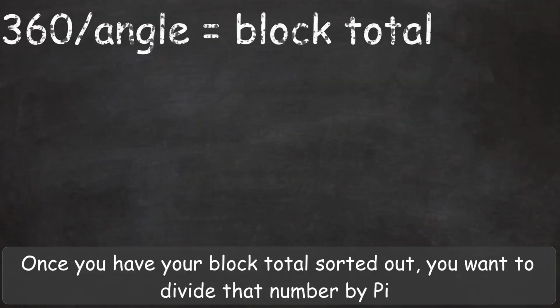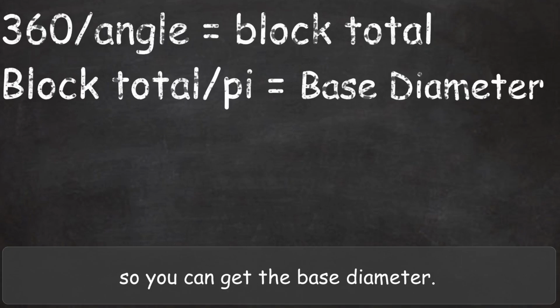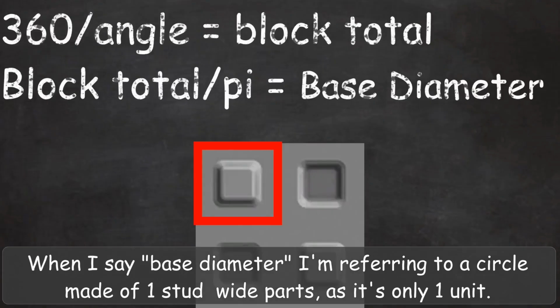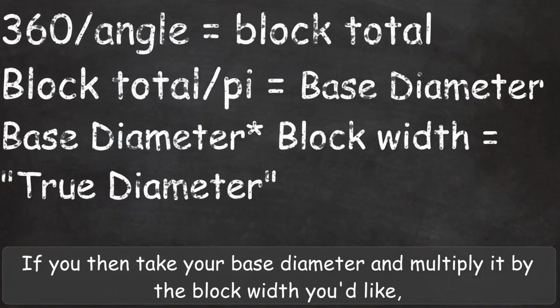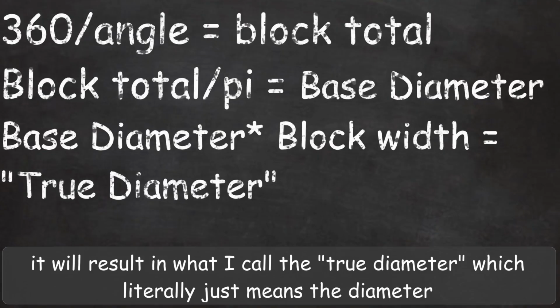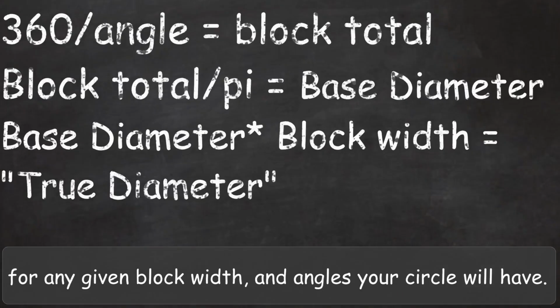Once you have your block total sorted out, you want to divide that number by pi so you can get the base diameter. When I say base diameter, I am referring to a circle made of 1 stud wide parts, as it's only 1 unit. If you then take your base diameter and multiply it by the block width you'd like, it will result in what I call the true diameter, which literally just means the diameter for any given block width and angles your circle will have.